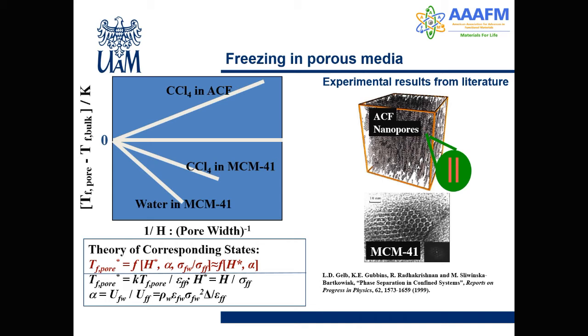As is known from the literature, the melting and freezing behavior in porous media can show an increase of the melting temperature of the confined substance relative to the bulk, and also a decrease of the melting temperature of the confined system relative to the bulk. The criterion for the increase or decrease of the melting temperature so far is the alpha parameter, which is the ratio of the fluid-wall to fluid-fluid interaction. If this parameter has a high value, we can expect an increase of the melting temperature, and for a lower value of alpha, we can observe a decrease of the melting temperature relative to the bulk.